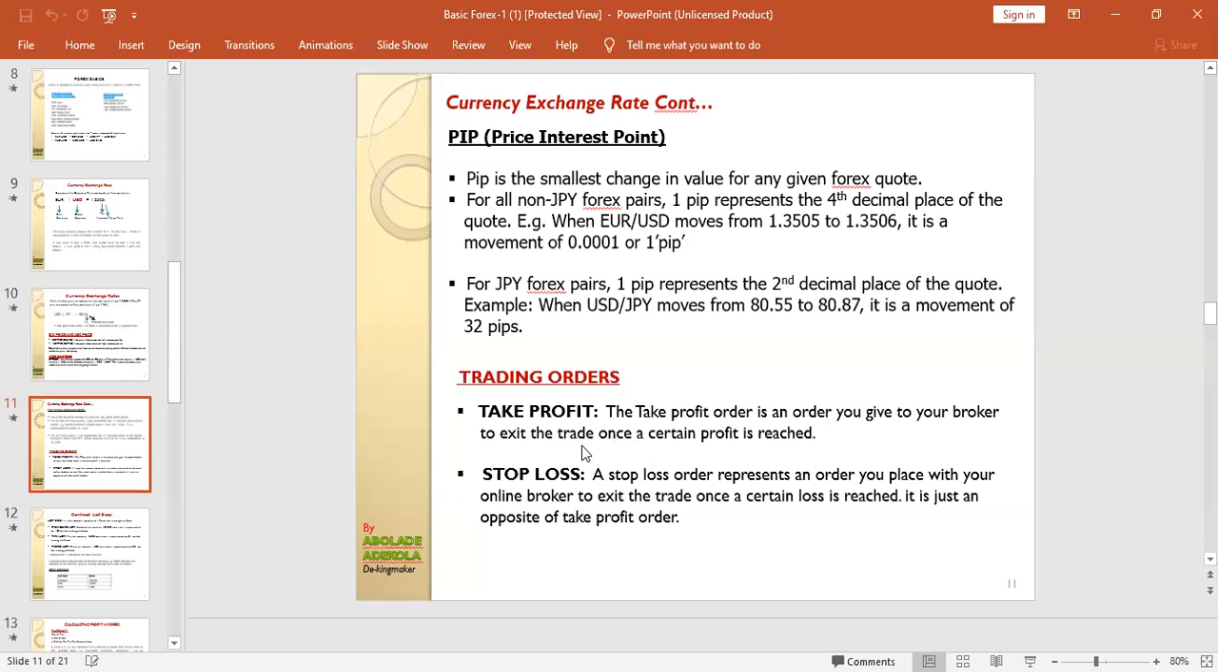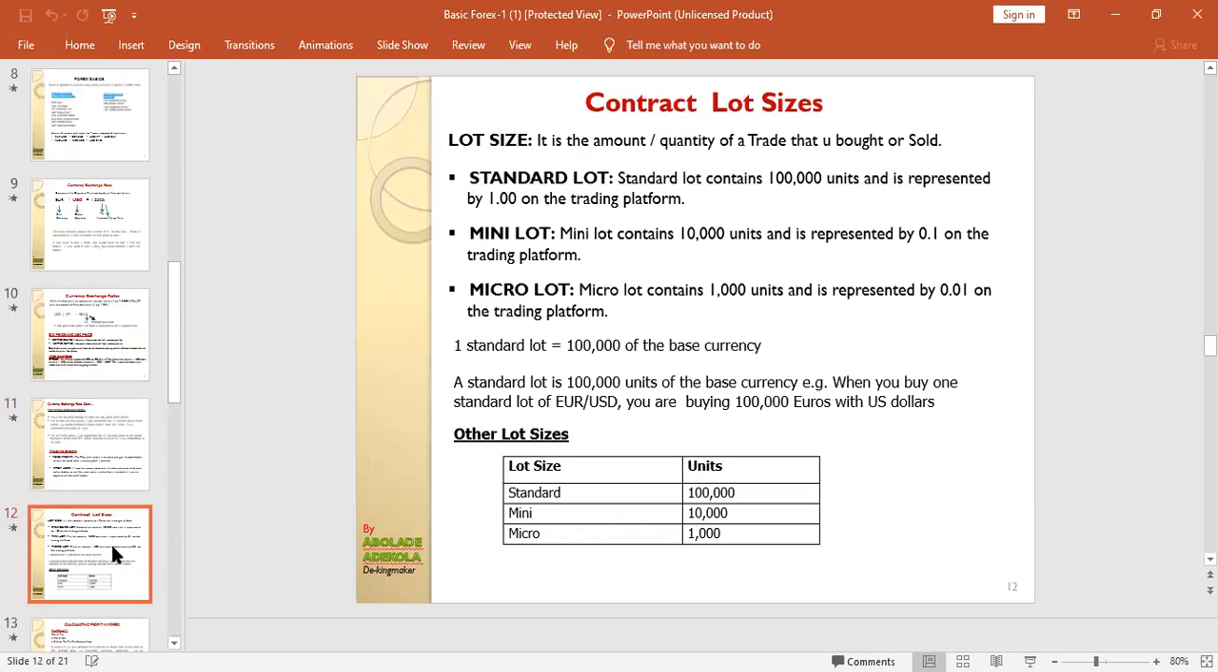These are one of the important aspects of forex, take profit and stop loss. They are the reason why we trade. Okay, because we are trading to protect our money and to make profit. Okay, I hope that is clear to you guys.